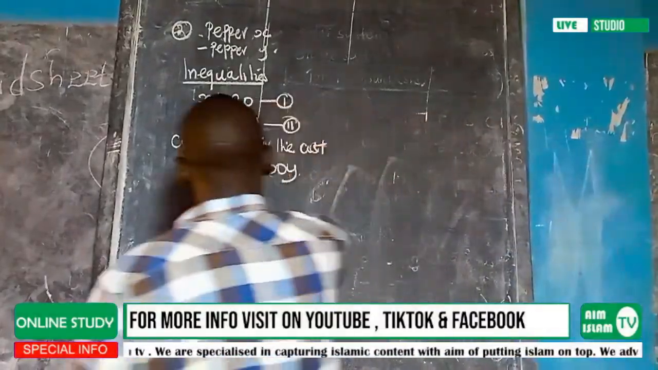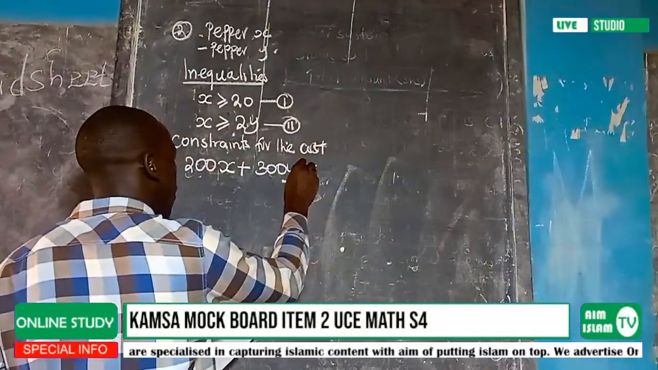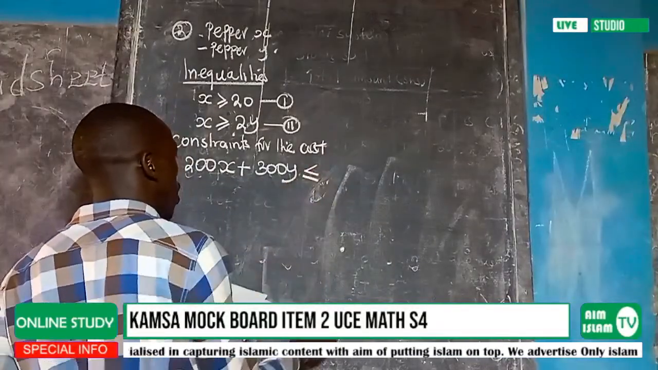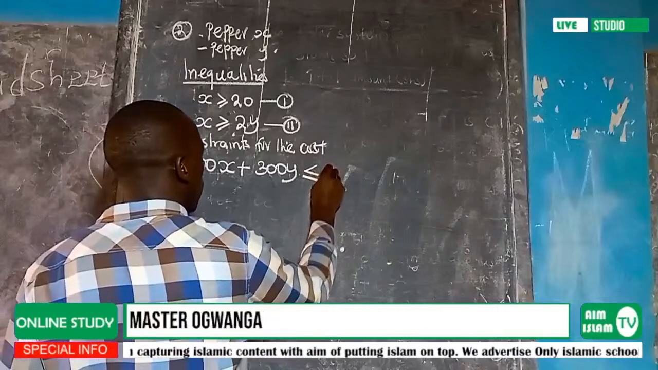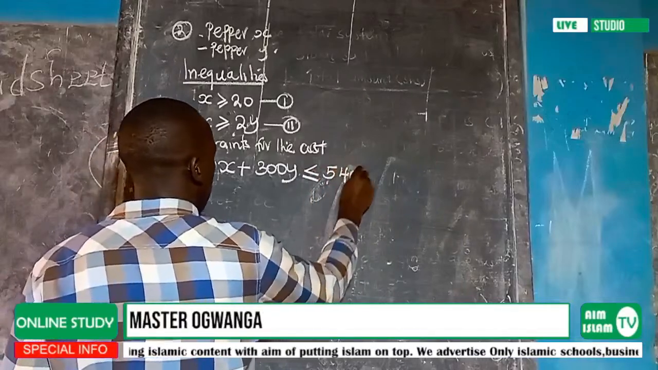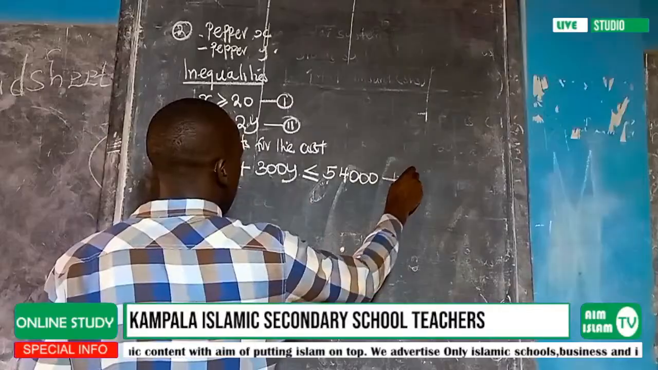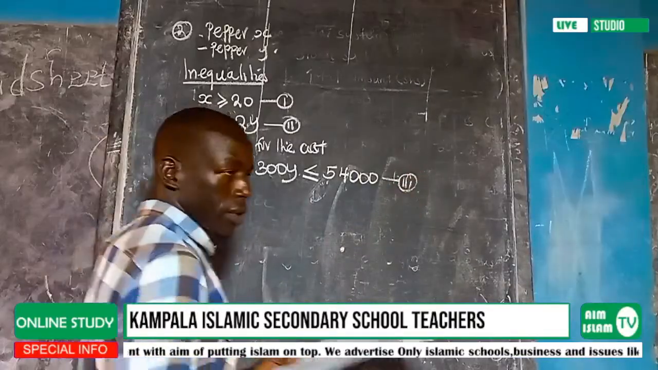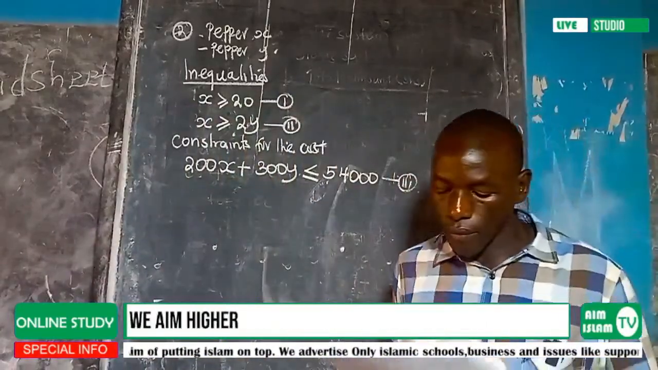Meaning that the total cost for these two can either be less than, that is the meaning of does not exceed, or equal to 54,000. You realize that now becomes our inequality equation 3.